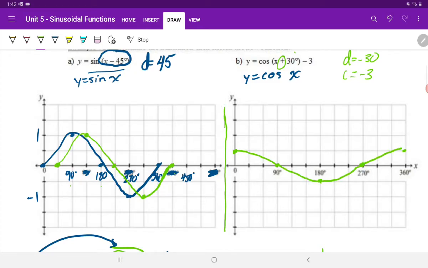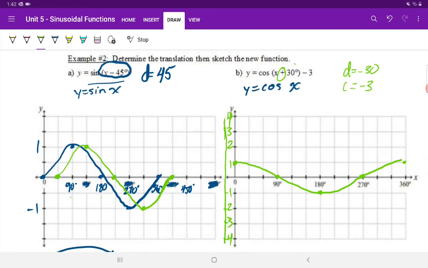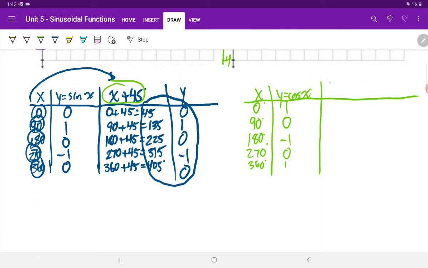Okay, there's my original function. 1 cycle of it, where this is 1, 2, 3, 4. This is -1, -2, -3, and -4. Okay, now we are going to take this original function. We know that we're moving to the left 30 degrees, which means we're going to take all my x values and subtract 30. Fill it all in.